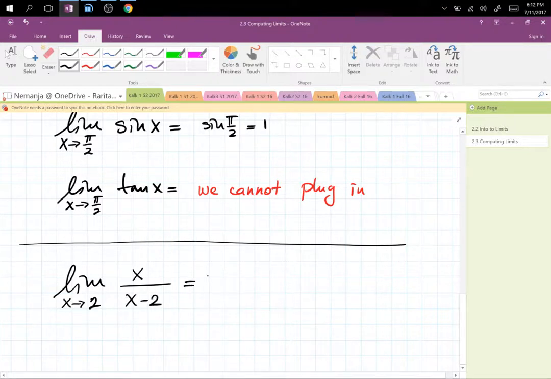So if you try to plug in 2, you are going to get 2 over 0. Can you compute this? The answer is hell no. So what do I do in this case? Well, I have options. Option number 1 is the graph and a chart, right? Option number 2 would be, can I do anything using algebra? In this case, we cannot because factoring, rationalizing, all of these techniques don't work.